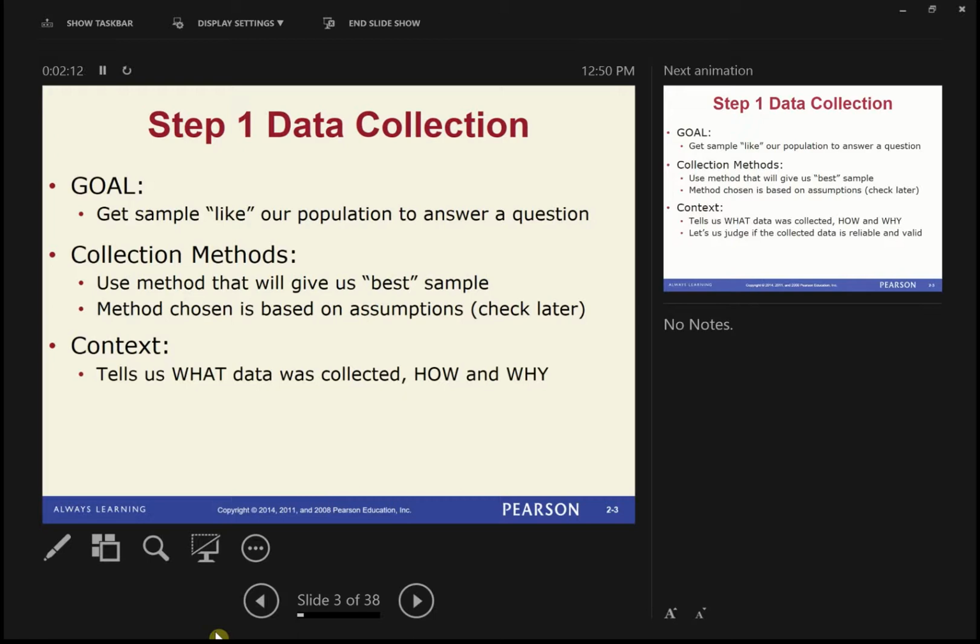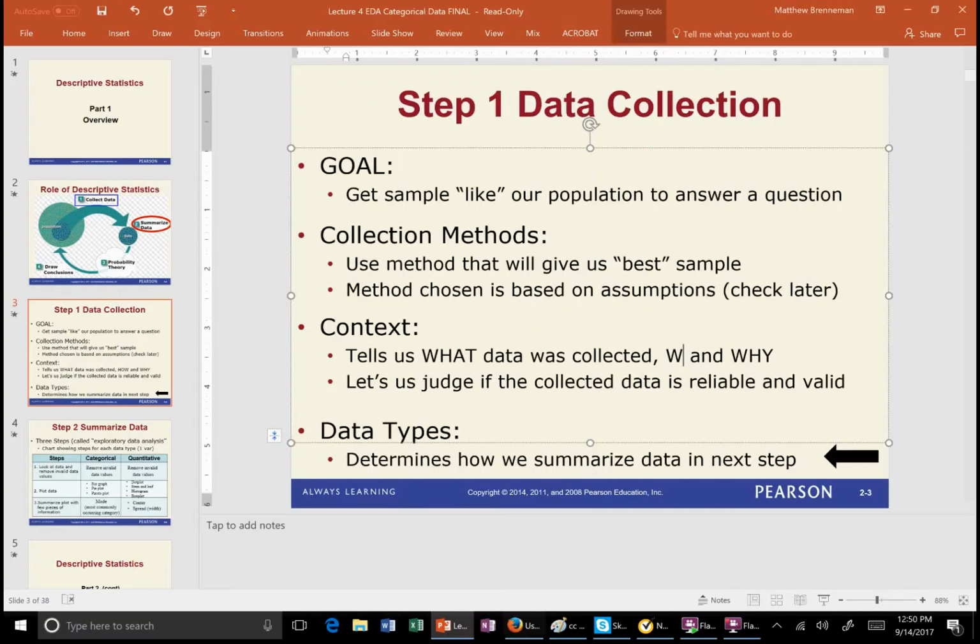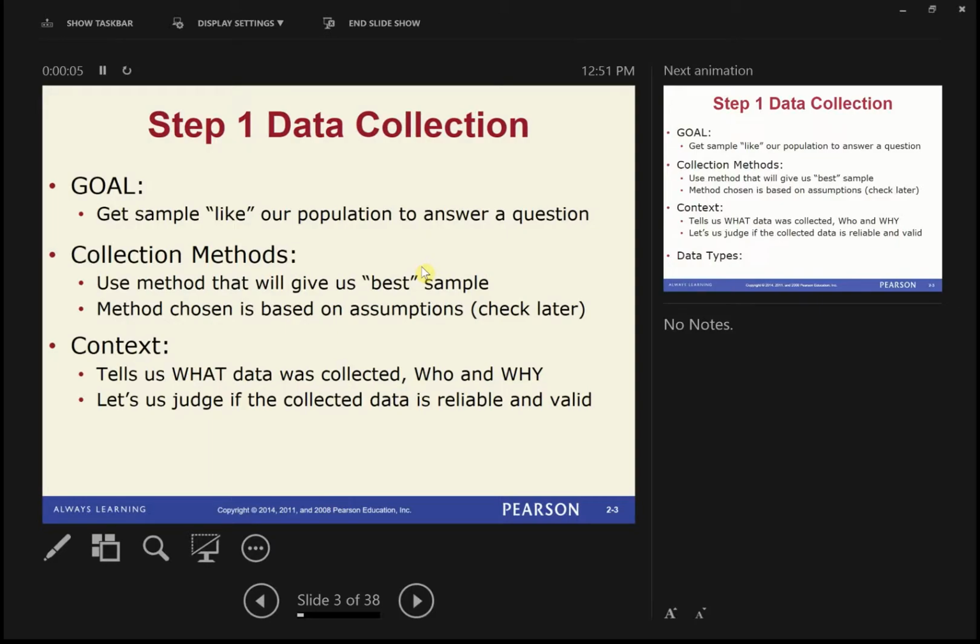So context, 3 questions you always have to answer: what, who, and why. Sorry, I said how at first, but it should be who. Those are the 3 basic questions. I want to know, what is the data collected on? Who was the data taken from, and why? If you can't answer those 3 questions, you have to be really suspect. And again, it's going to let us decide if that data is reliable. Okay, if it's actually valid to work with.